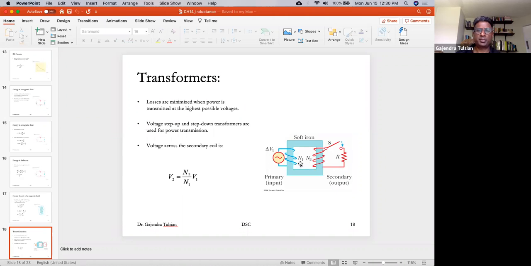Transformers can step up and step down voltages. You can have step up transformers and step down transformers. Here's the input voltage, and the output voltage across this resistor is given by this. V2 is N2 over N1 times V1. N2 is the number of turns here, and N1 is the number of primary turns.